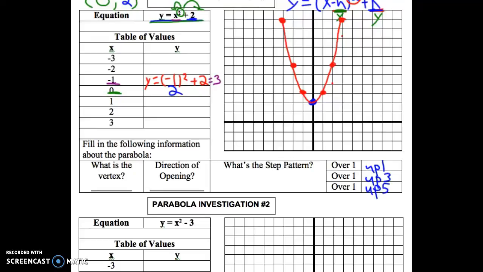So let's check. Over to negative 1, up to 1, 2, 3. So far, so good. Negative 2 squared is 4, plus 2 is 6. So over to 2, up to 1, 2, 3, 4, 5, 6.